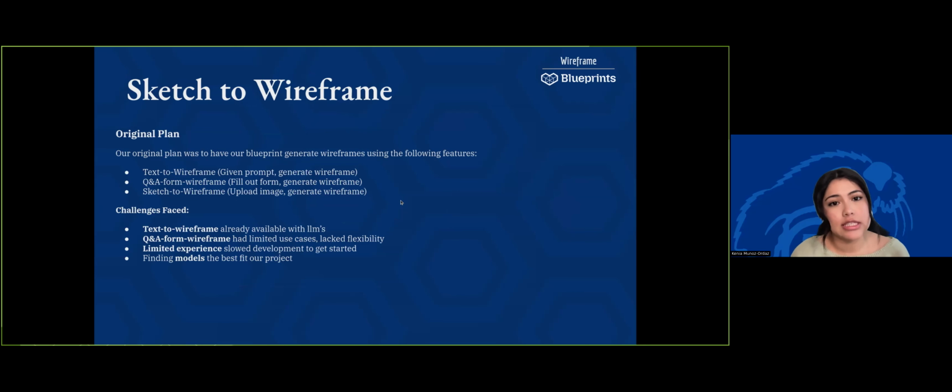So now moving on to the sketch to wireframe blueprint. For our original plan, our initial blueprint was intended to function like a generator, so a starting point to help spark ideas or to begin from scratch. So our original features were going to be text to wireframe, so given a prompt, Q&A form, and sketch to wireframe. But some of these had a couple issues.